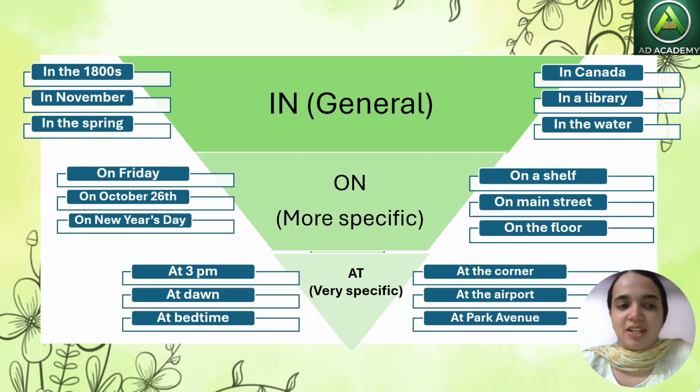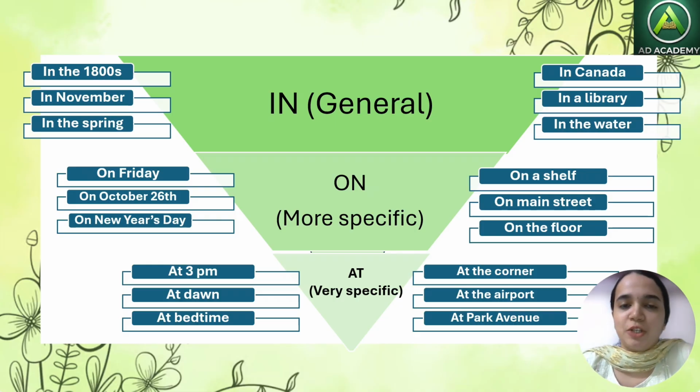In is used as the general one. In the 1980s, in the 80s, in November, in the spring. To denote seasons, months, longer periods, duration. Again, in place: in Canada, in a library, in the water.